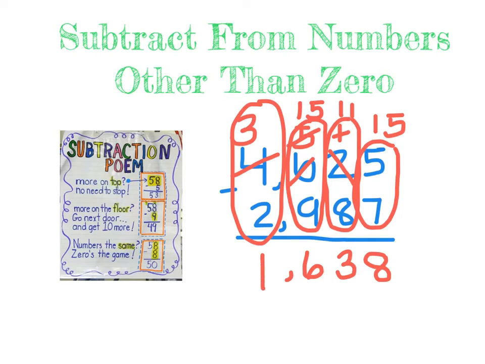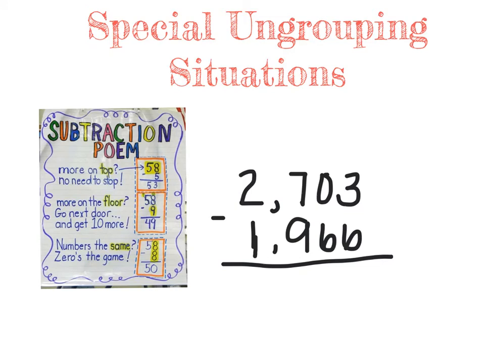So when subtracting from numbers other than 0, boys and girls, you need to ask yourself, is there more on top or more on the floor? If there's more on top, then there's no need to stop. But if there's more on the floor, you have to go next door. So my answer is 1,638.